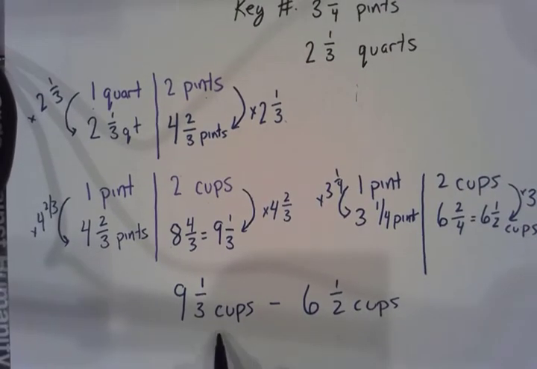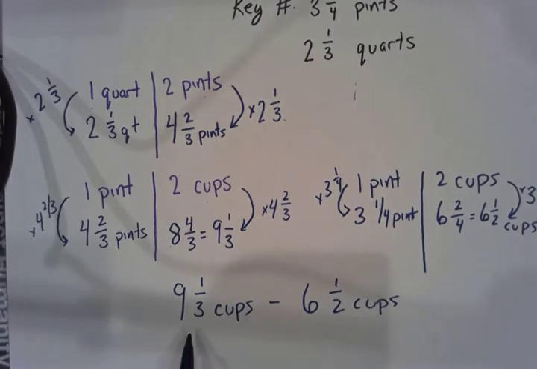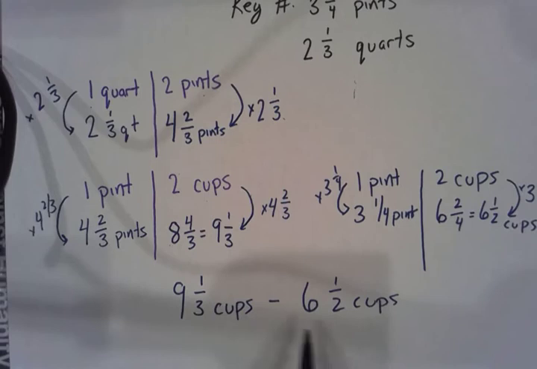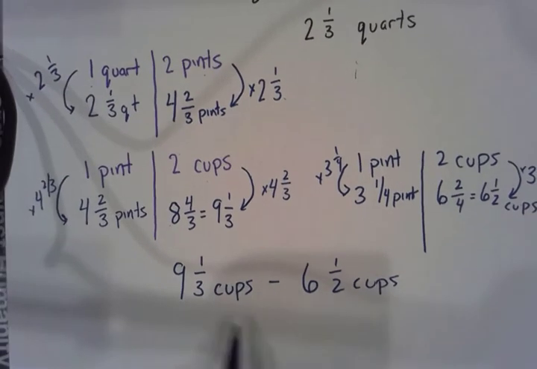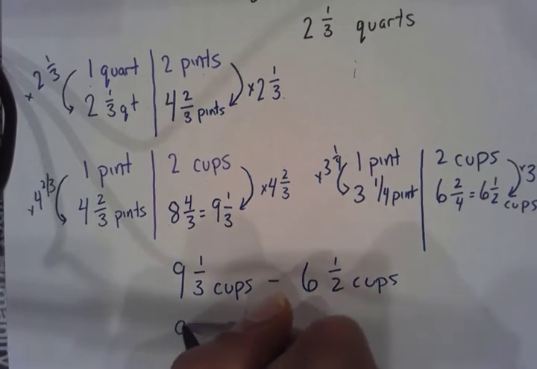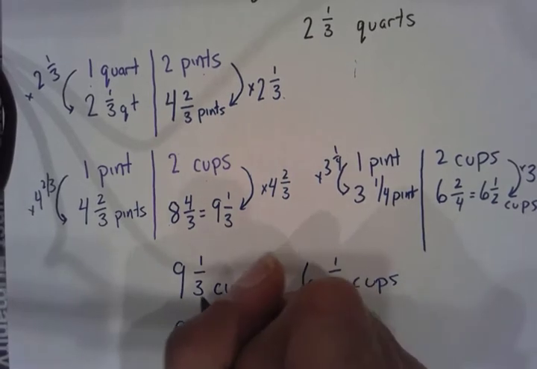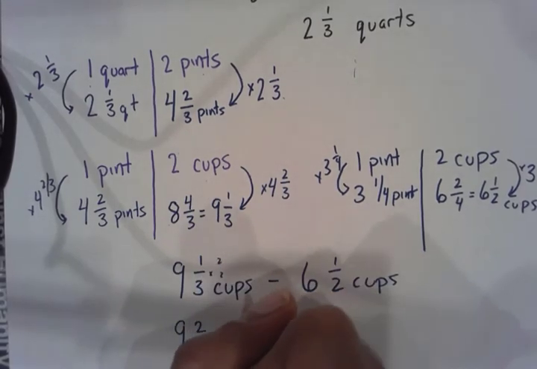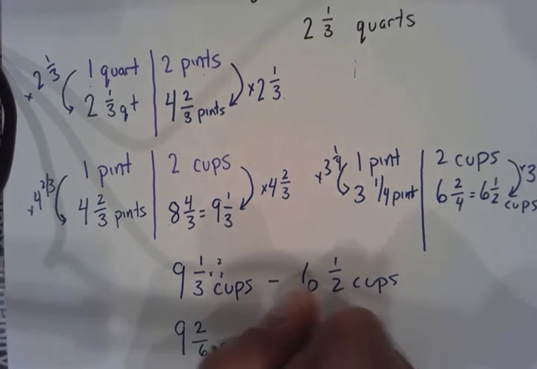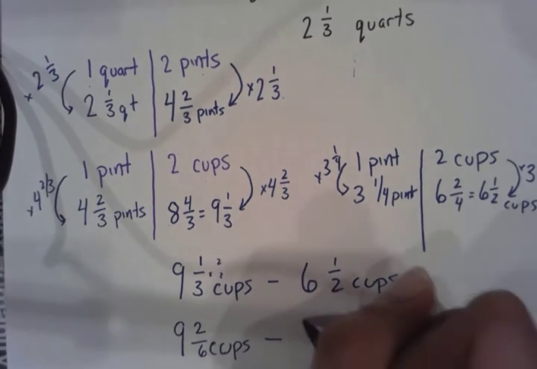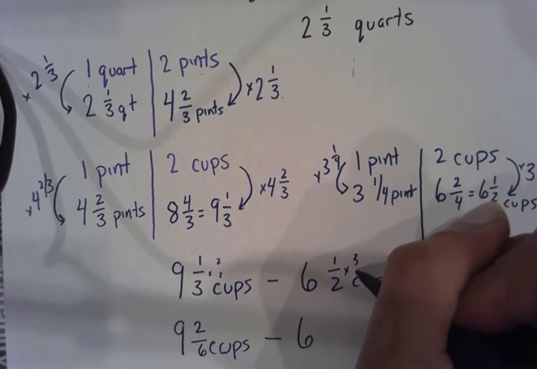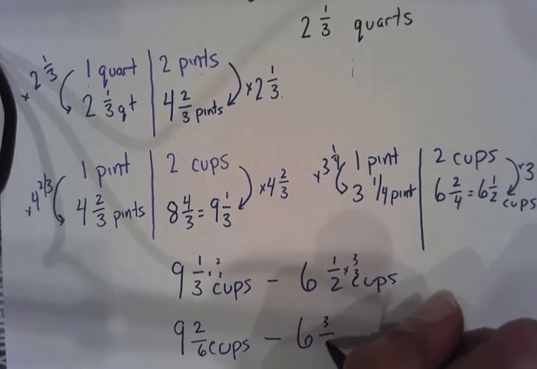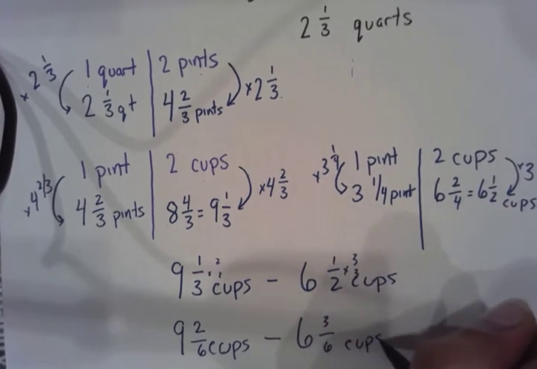So now we know our two recipes in cups. We have 9 and 1/3 cups and 6 and 1/2 cups. And to find the difference, or to find out how much more the second recipe is, we now have to subtract our two amounts. Well, I see 1/3 and I see halves. We need to get common denominators in order to subtract. So I'm going to multiply top and bottom by 2, and that's going to give me 2/6. And I'm going to multiply 1/2 top and bottom by 3, and that's going to give me 3/6 cups.